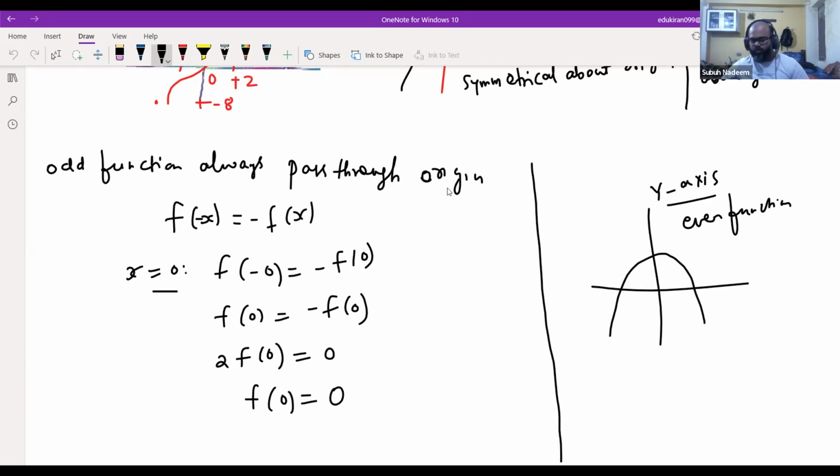So even function can pass through the... Yeah, it may or may not pass through the origin. Okay. But an odd function has to pass through the origin. Okay. So yeah, done, sir.